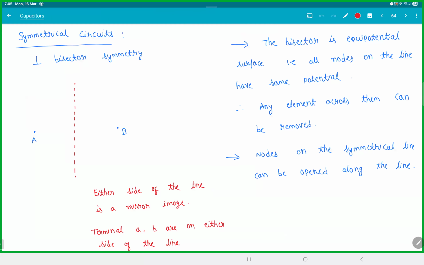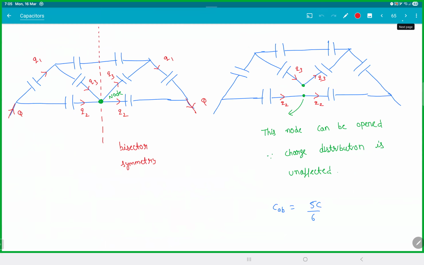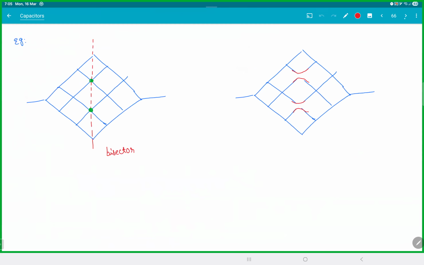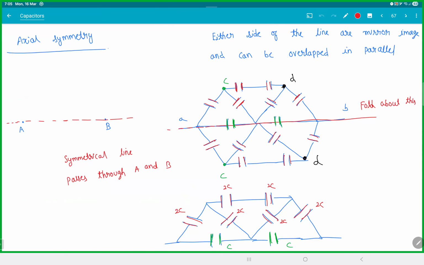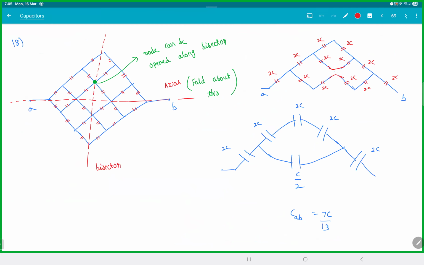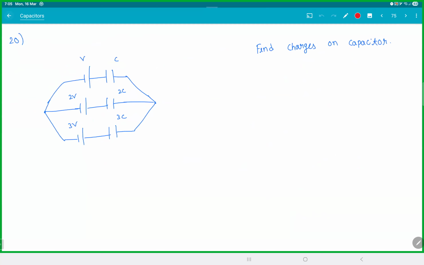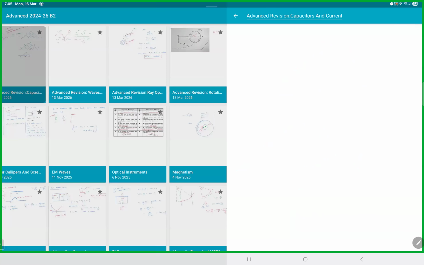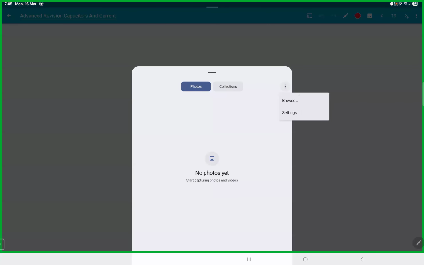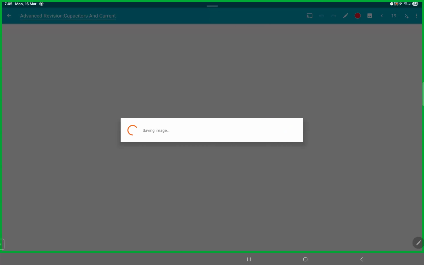So here we wrote a full story there. See, symmetrical circuits, perpendicular bisector symmetry, either line is symmetry, nodes can be removed, elements can be removed. Then I gave examples of which node can be removed. Then there, it's the same question which I gave. We didn't solve it though. Then I said axial symmetry. Then I gave an example. So we have done something similar for capacitors, right? You should definitely go and check it out. Let's do this.